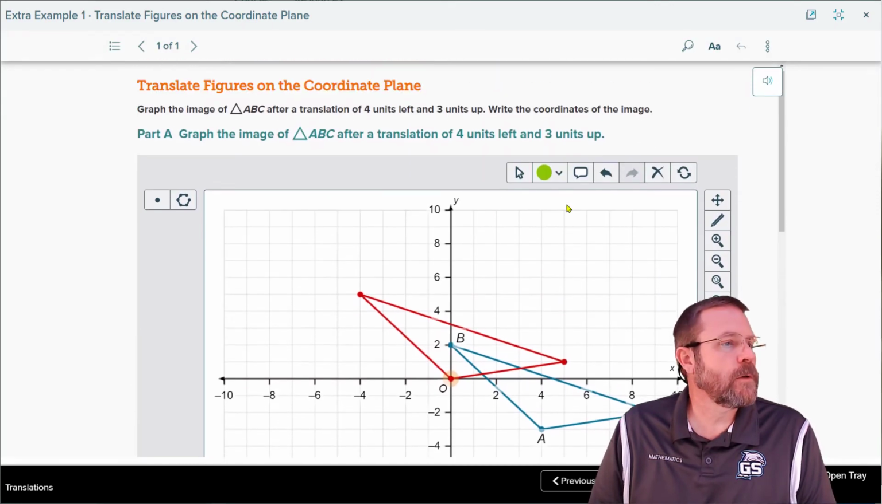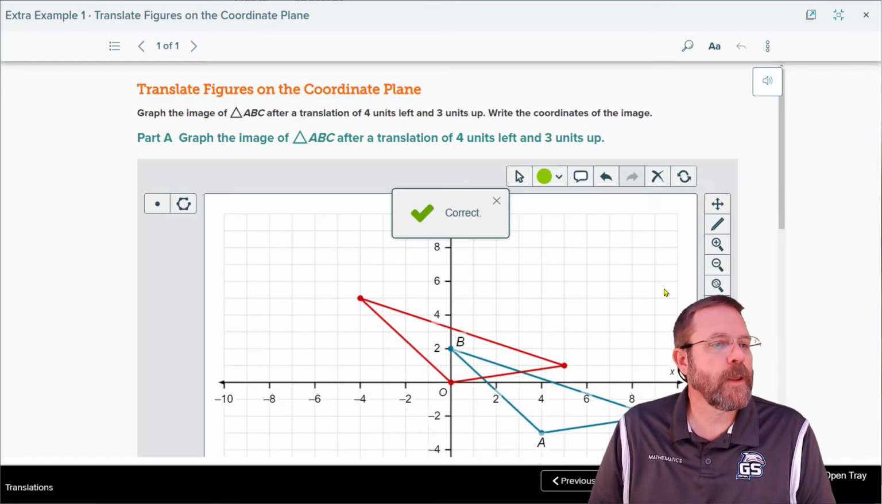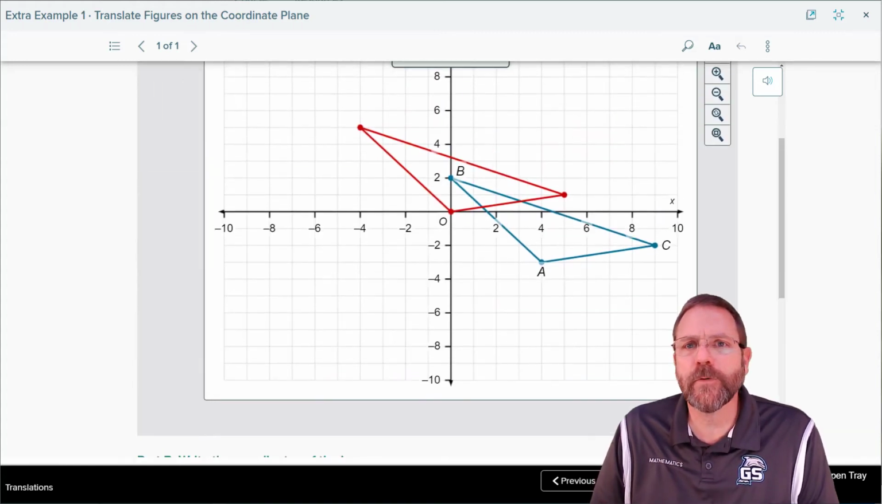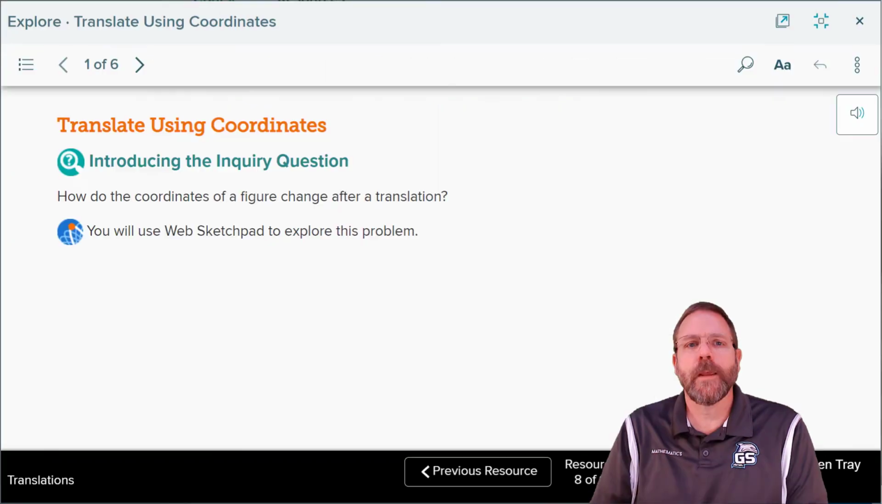Let's go ahead and check our first. There we go. Check that. That part checked, and then check this. That part checked. Easy math. There's nothing at all to doing translations.